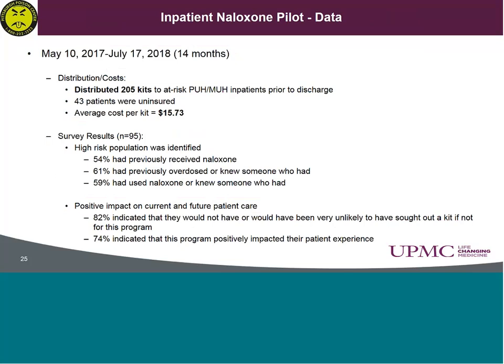What we found was that we had identified a high-risk population. More than half of the patients had either received naloxone, knew someone who had, or had to use it, or knew someone who had previously. That's a pretty high-risk group. We also saw that 82% indicated that they wouldn't have either filled a prescription or gone to get naloxone themselves under a standing order. So we're getting it into the hands of folks who otherwise wouldn't have gotten it, even with a prescription. And 3/4 indicated that it positively impacted their patient experience, just the fact of having this available to them and the demonstration of caring and concern.